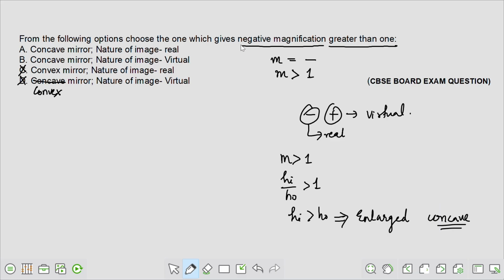Now one more clue that was given to us was the negative magnification. Negative magnification occurs only when the image formed is real. Which option shows the nature of the image is real? Option A. So option A shows the image formed as real, and the correct answer is A.